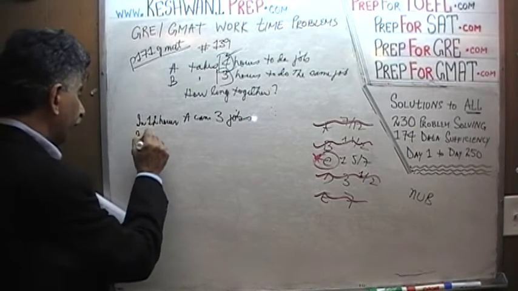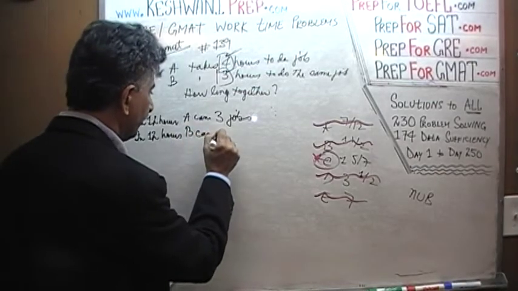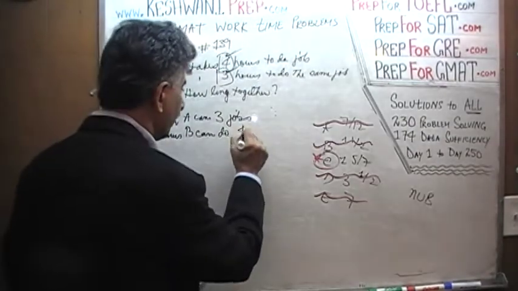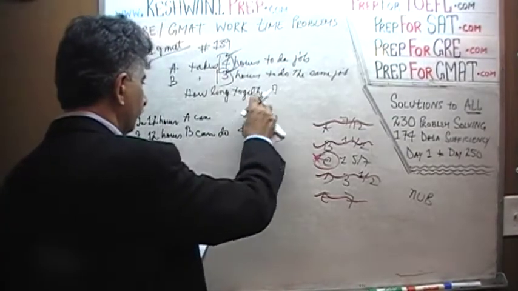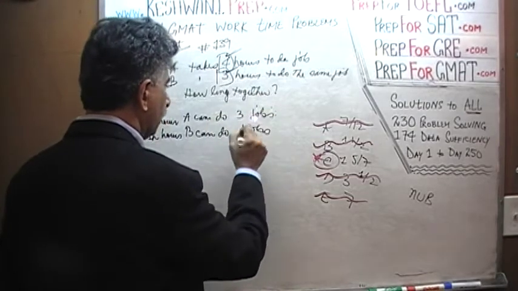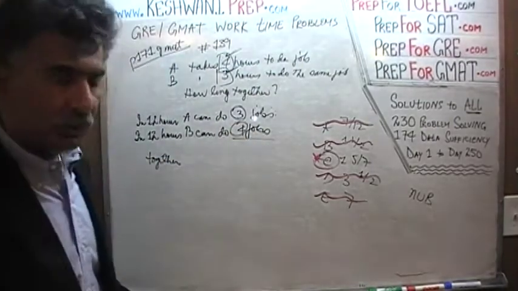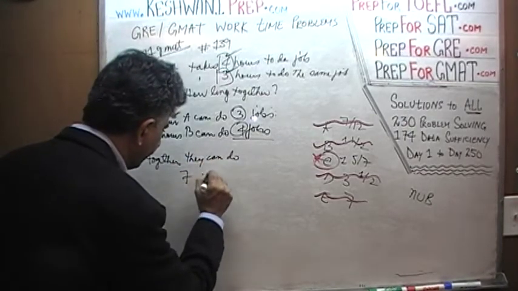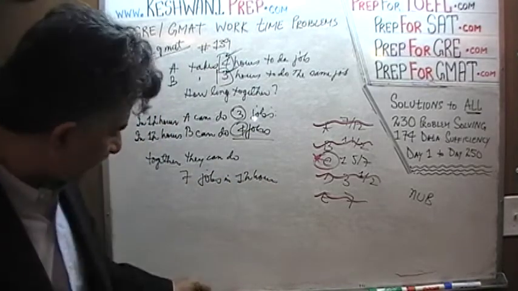Similarly, if B were to work 12 hours, how many jobs can B do? He takes 3 hours to do a job. In 12 hours, he should be able to do four jobs. Together, what we find is that 3 plus 4, together they can do 7 jobs in 12 hours. That's what we conclude.